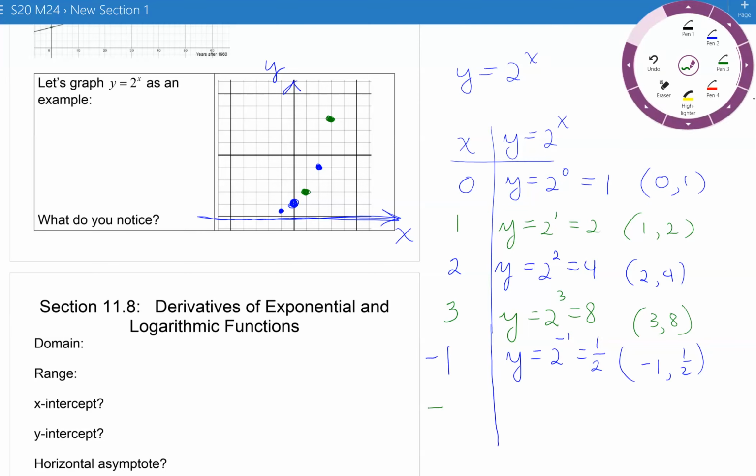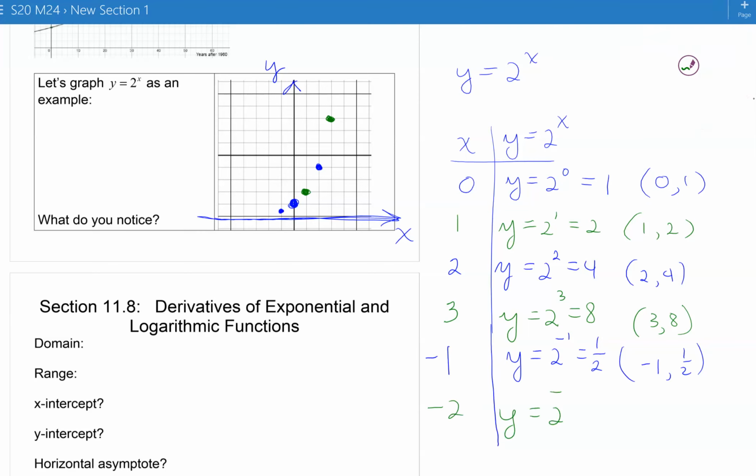And then when x is negative 2, y will be 2 to the negative 2, or 1/4. So you can see as x goes farther towards the negative, you're going to get smaller and smaller and smaller fractions, 1/8, 1/16. So the shape of the graph is like this. Every exponential graph goes through the point 0, 1, because no matter what the base is, if x is 0, y is going to be 1.